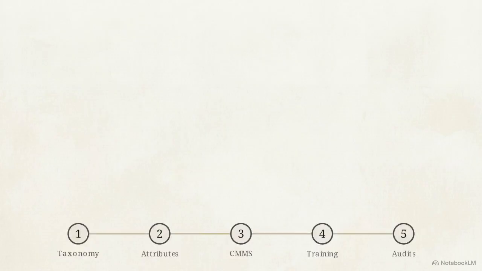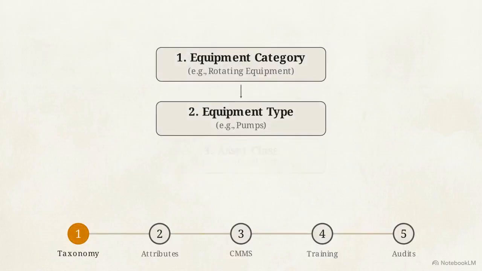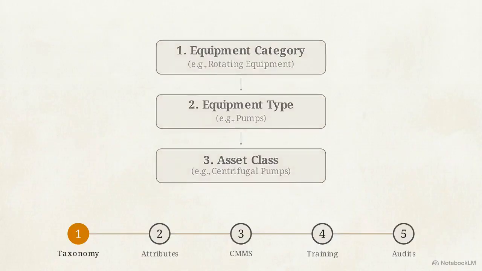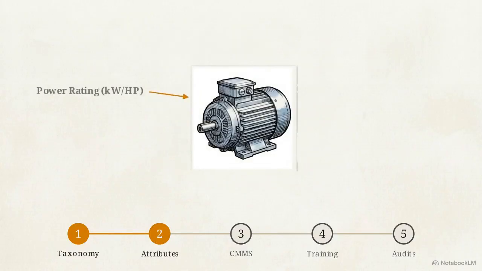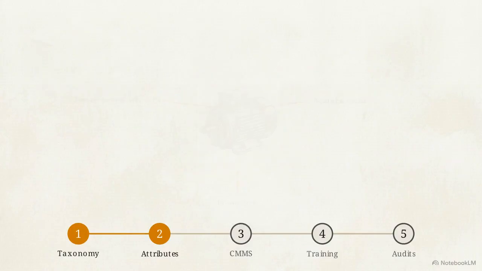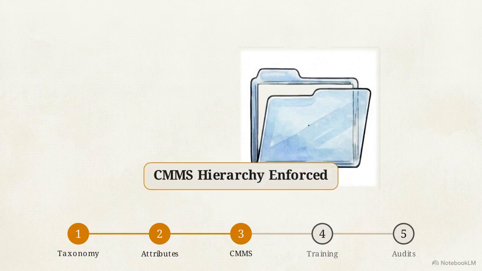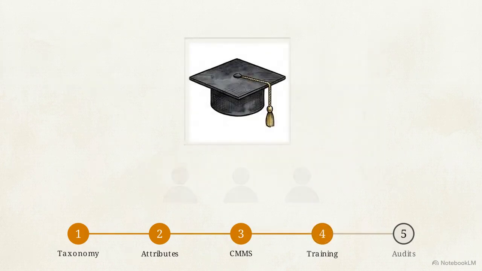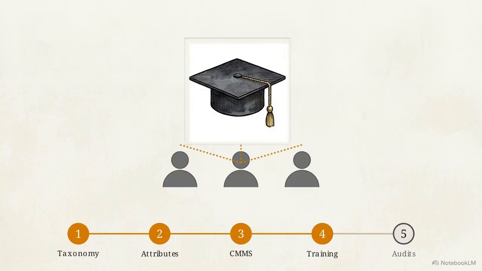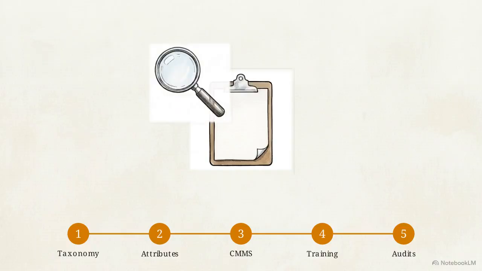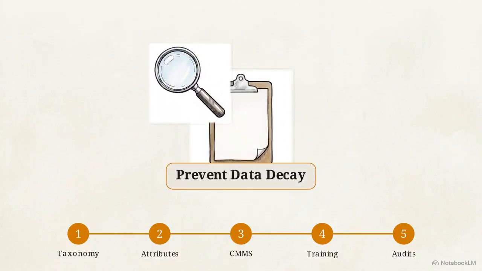Step 1 is defining your categories and classes from the top down. Step 2 is gathering the relevant master data attributes, like power ratings and manufacturers for those specific classes. Step 3 involves configuring your computerized maintenance management system to match this exact taxonomy, ensuring the software enforces the new data standards. Steps 4 and 5 involve training your operational team to use the structure correctly and conducting regular audits to prevent data decay as equipment is replaced over time.